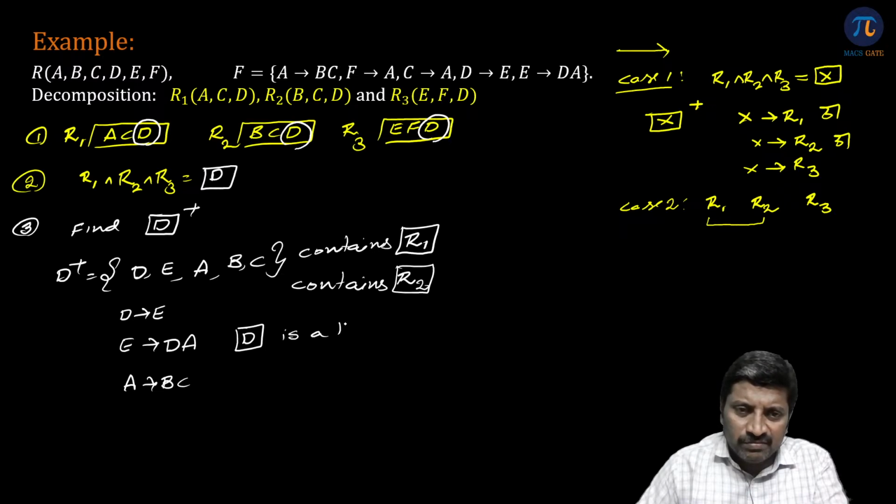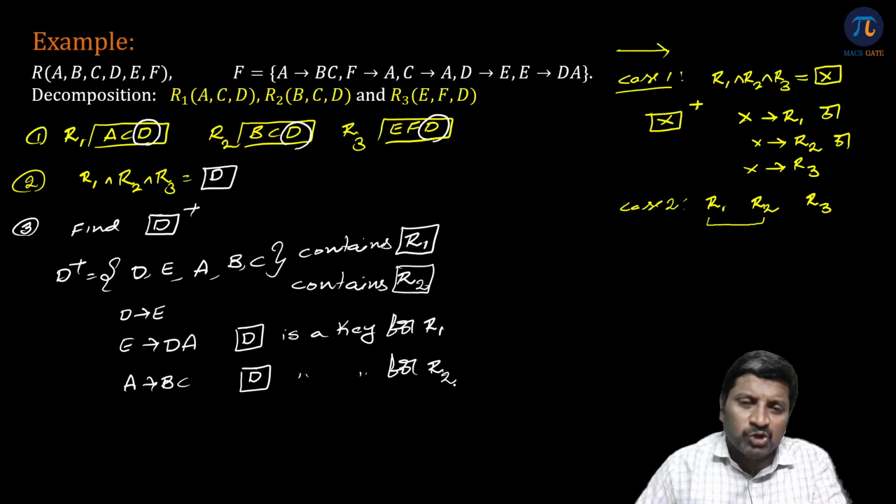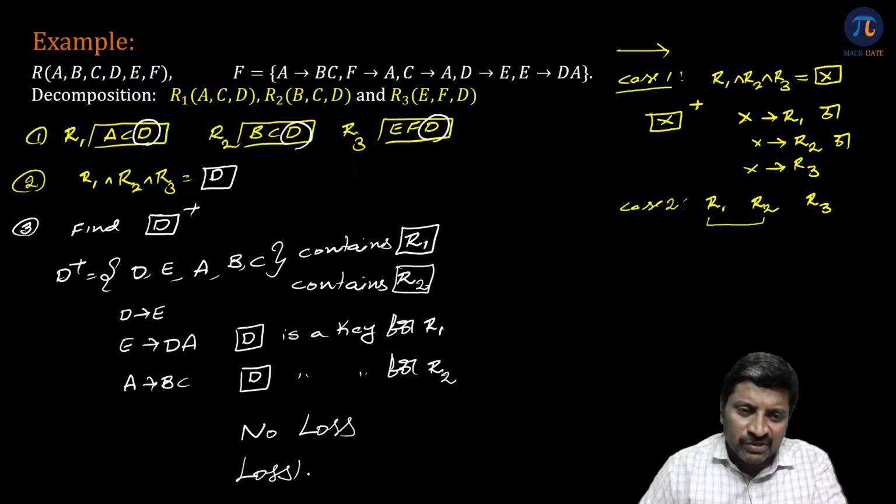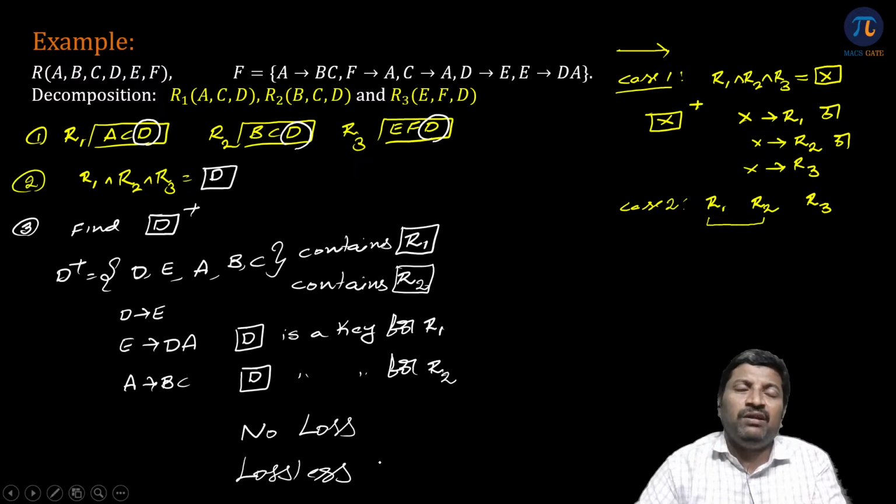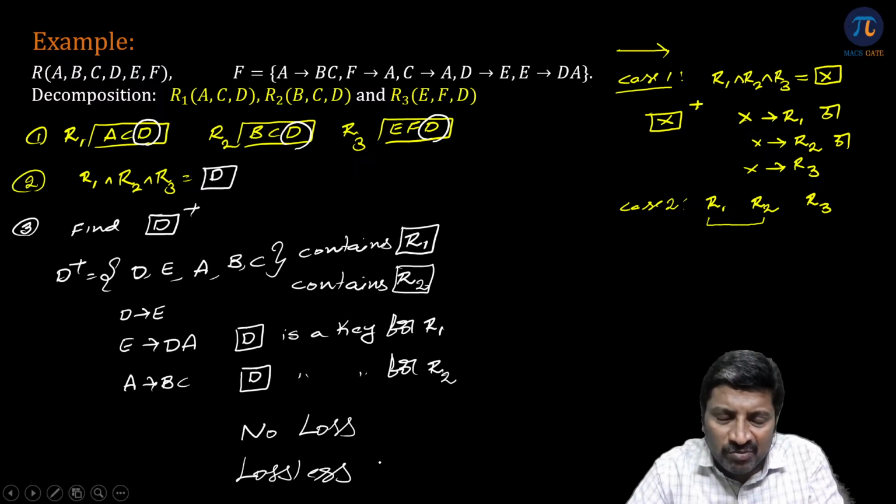So you can say this is a key. This is a key for R1. This is a key for R2 also as well. Of course, one of them is enough, sir. Therefore, there is no loss, or you can say lossless. This is case 1, when all the tables have a common attribute.